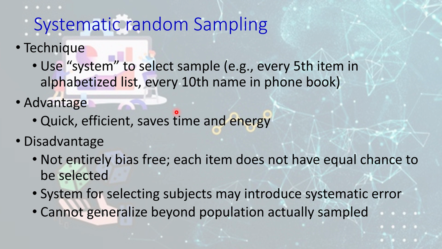Whereas the disadvantages are that it is not entirely bias free, because every individual may not have an equal probability. If you go for every 10th individual starting from 5, the next individual will be 15, the next will be 25, so the rest of the individuals will have 0 probability. So the system for selecting our subjects may introduce systematic error as well, and obviously it cannot generalize beyond the population actually sampled.